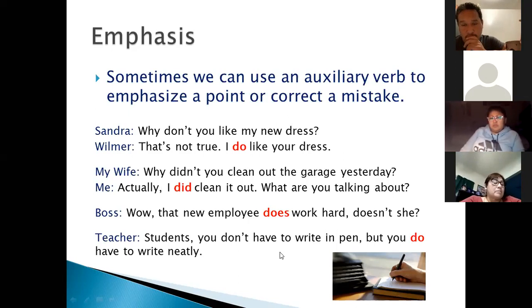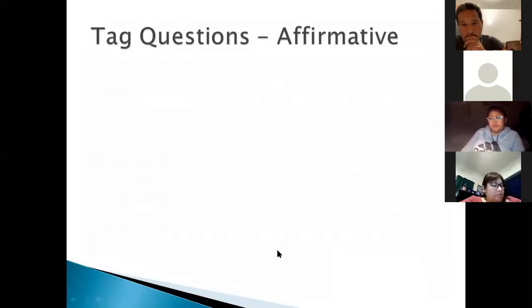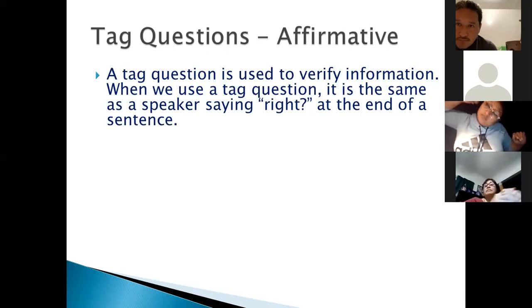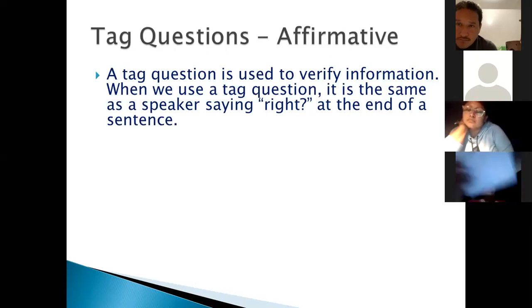Okay? Good. All right. Now, the main point of our lesson tonight: tag questions. Let's see what we can have here with tag questions. A tag question is used to verify information. And this is what is in chapter 10 of your book. So if you have a book, you can look at this in chapter 10. And this is the video that I sent you today about tag questions.